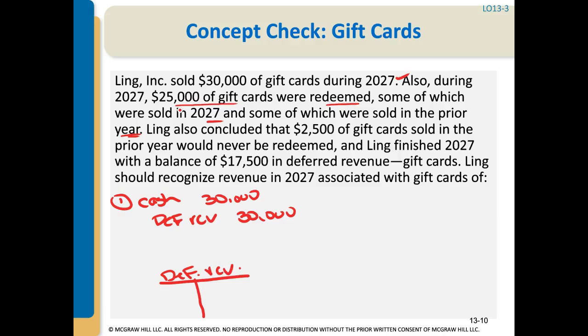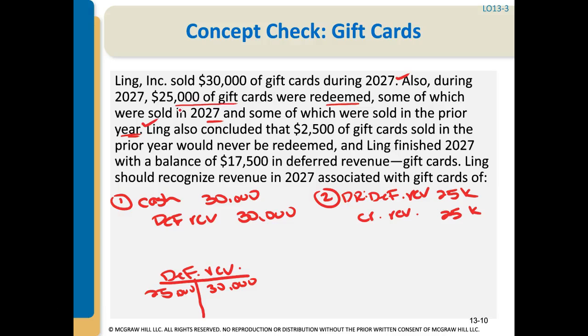For journal entry number 1, we have a credit of $30,000. Now $25,000 of gift cards were redeemed, right? So now we have earned that revenue and we no longer owe that liability. So we're going to debit deferred revenue for $25K and credit revenue on the income statement for $25K. So here I have a debit to deferred revenue, so I'm going to debit $25,000 in my T account for deferred revenue.